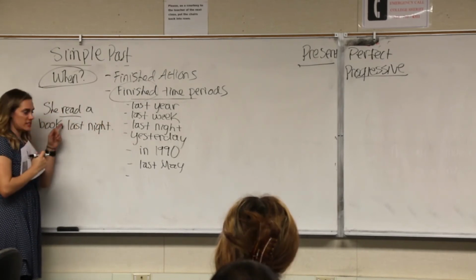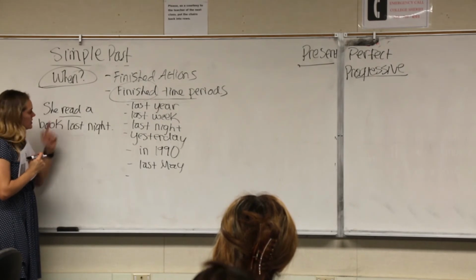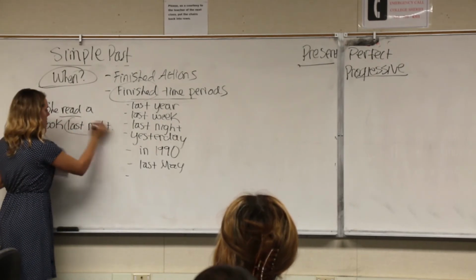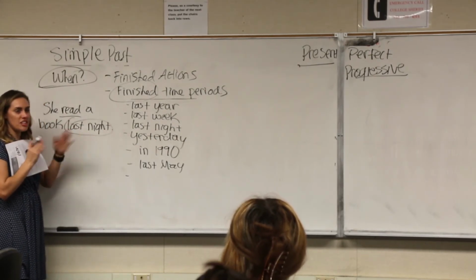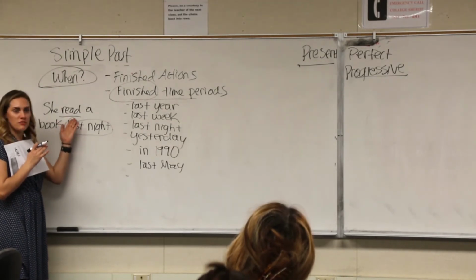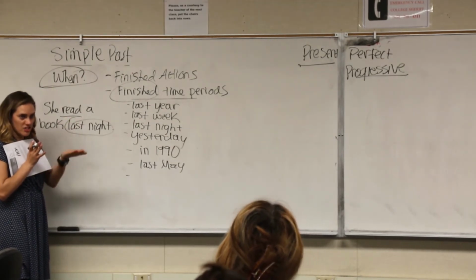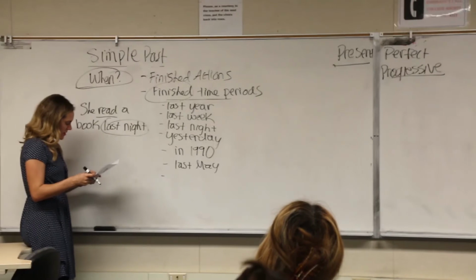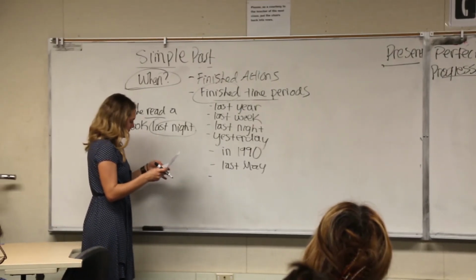She read a book last night, simple past. Why are we using simple past? Last night. Because it's a finished time and it's also a finished action. The action is over, right? Okay?